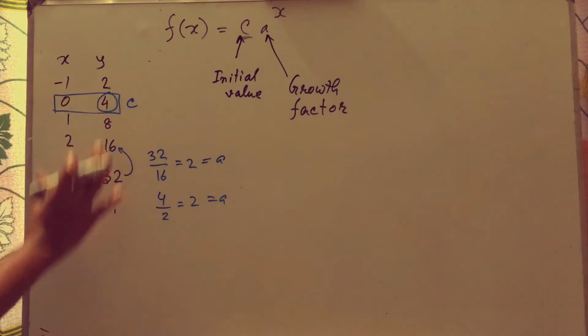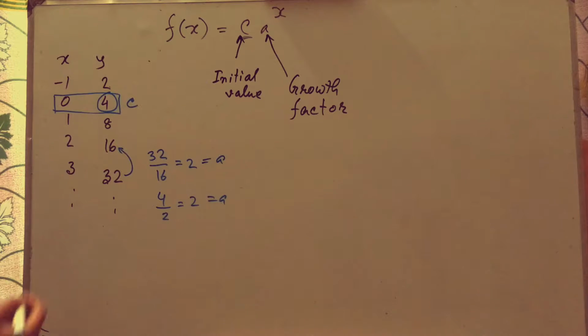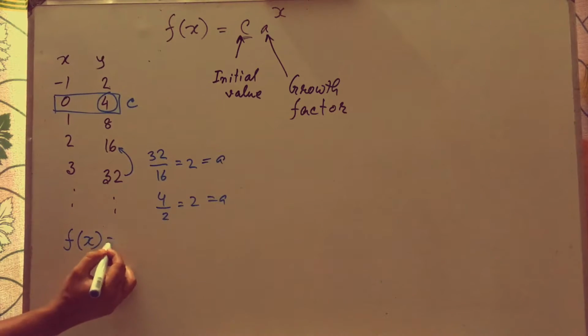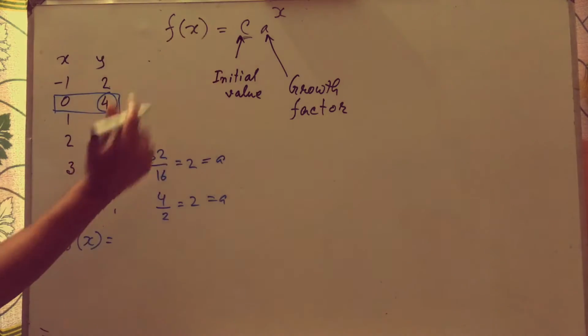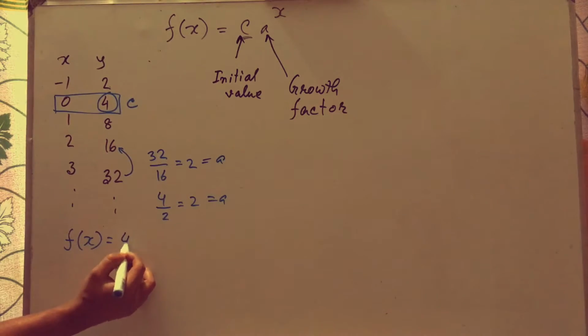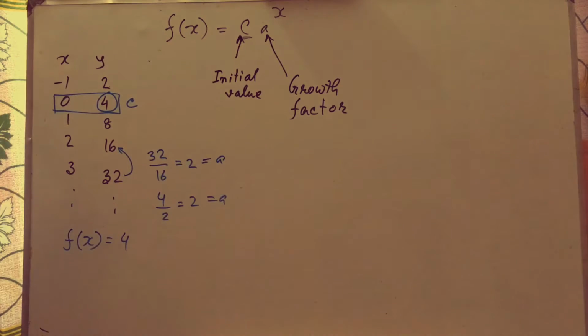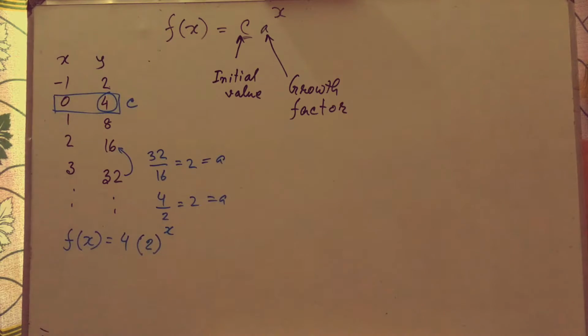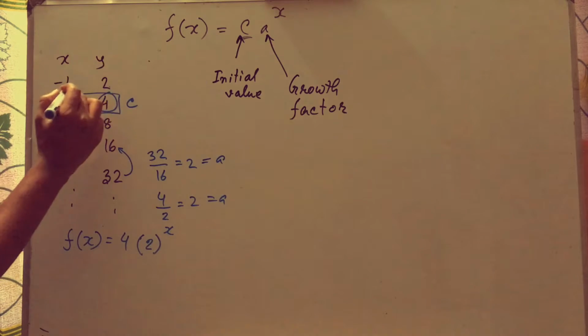Then, for this data set, what will be our exponential function? Our exponential function will be f(x) equals, you can see the initial value is c, so we put 4 here, and then we put our value of a, which is 2, then 2 to the power x. So this is our exponential function for this data set.